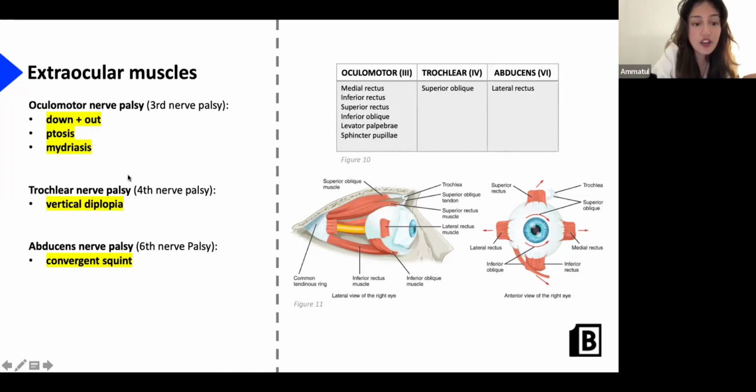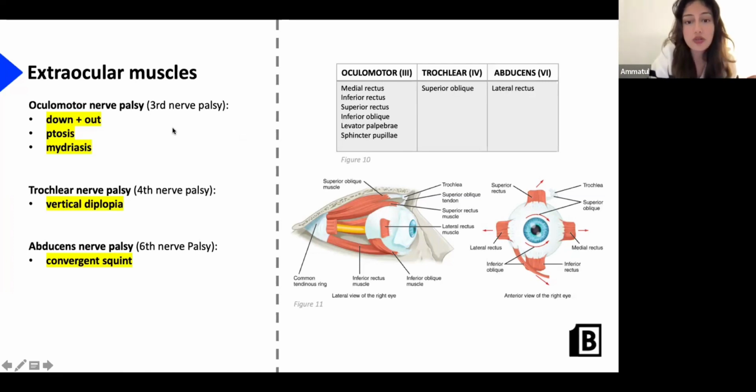The trochlear nerve palsy would result in vertical diplopia because the superior oblique muscle would no longer function. So when you're trying to look down, you'd have double vision, and it would be on the vertical plane. And then abducens nerve palsy would result in a squint, because the lateral rectus isn't functioning, so the medial rectus takes over.